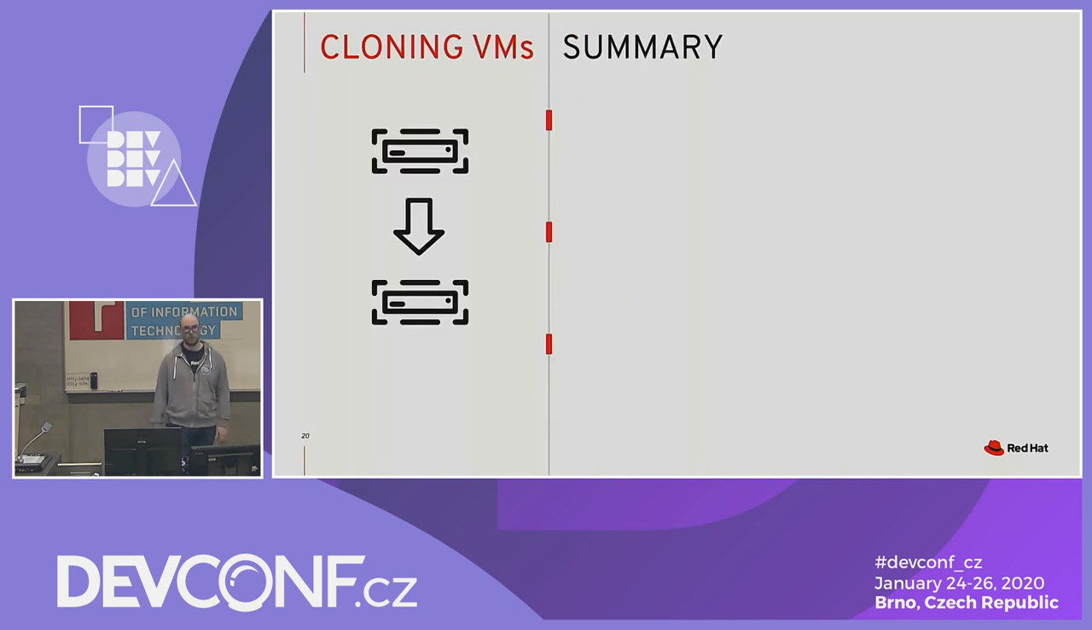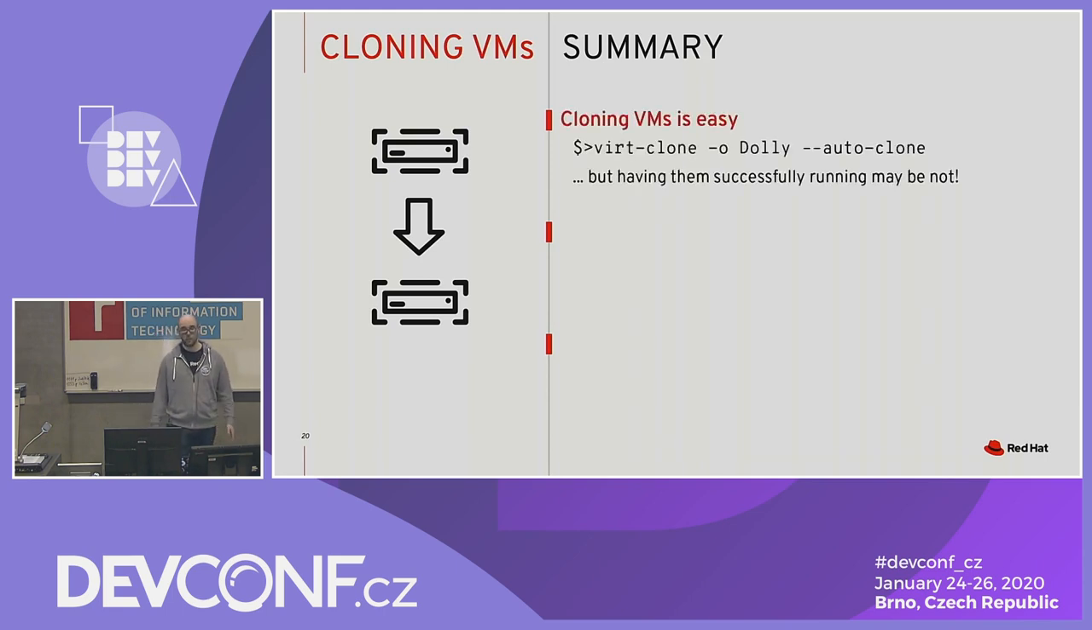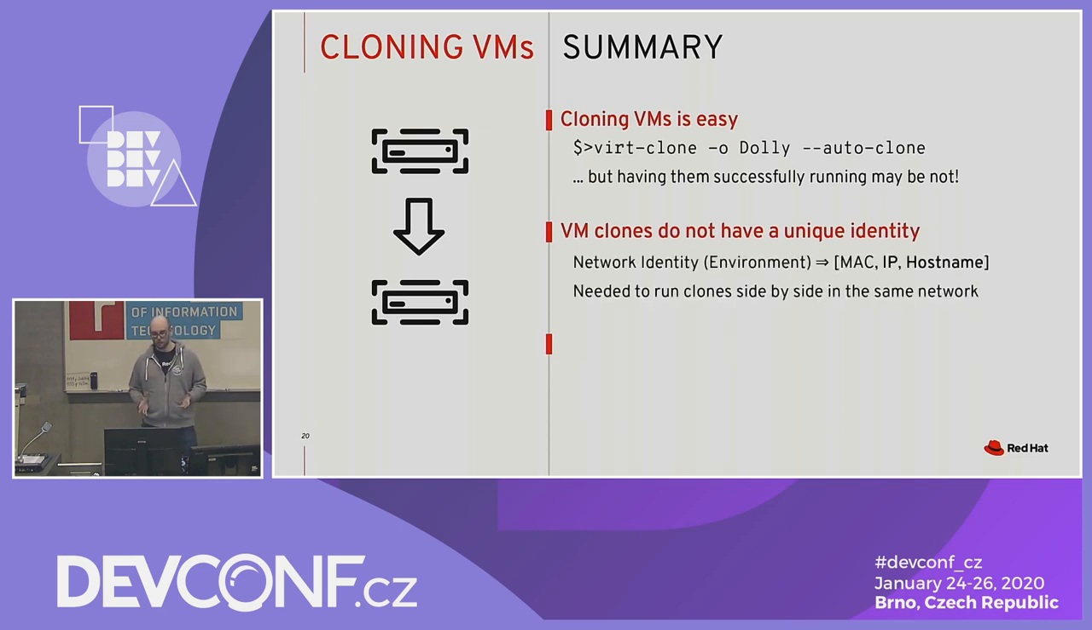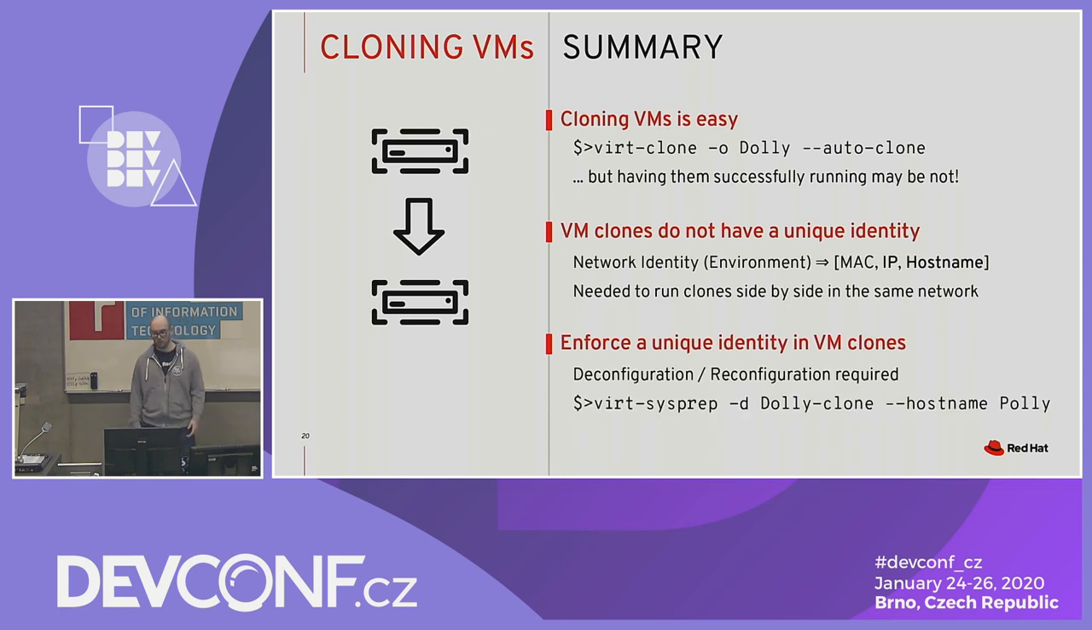So, we come to the summary. We have seen that when you want to clone a virtual machine, it's pretty easy. It could be just a matter of a double click or using a one-liner. But maybe it's not that easy to have them running side by side, because each clone does not have a unique identity by default. We should really ensure the network identity, that is, especially taking care of the IP address, MAC, and the hostname if it is set. But to do this, either you configure your virtual machine by hand, or you can also use a handy tool, that is virt-sysprep. It allows you to deconfigure and reconfigure your host.